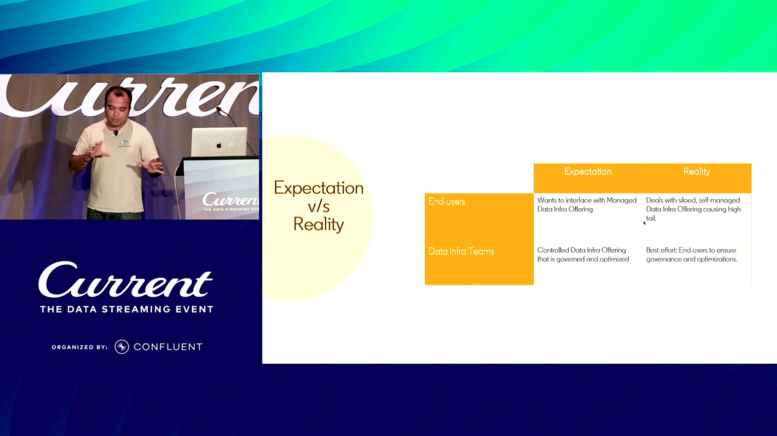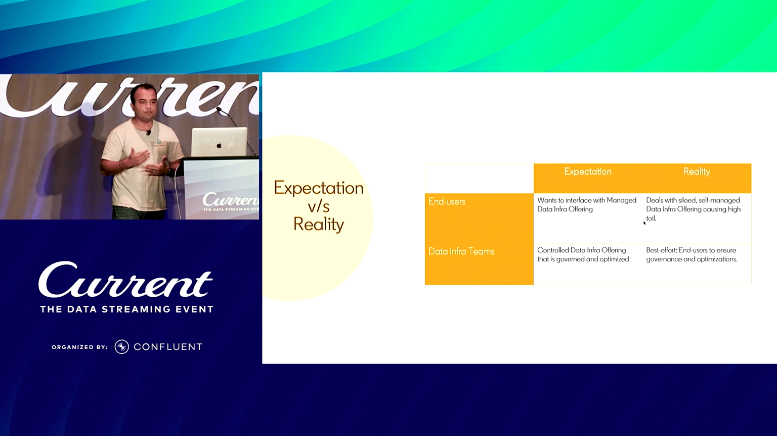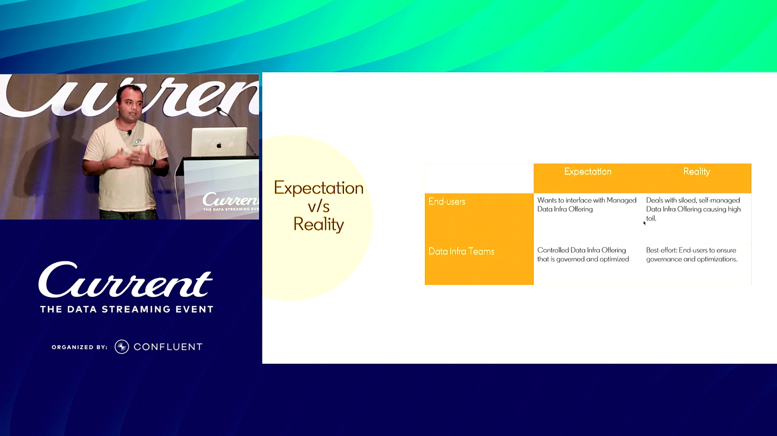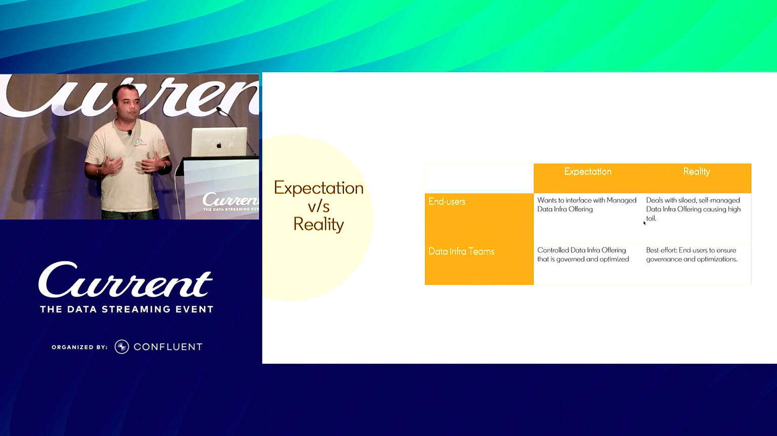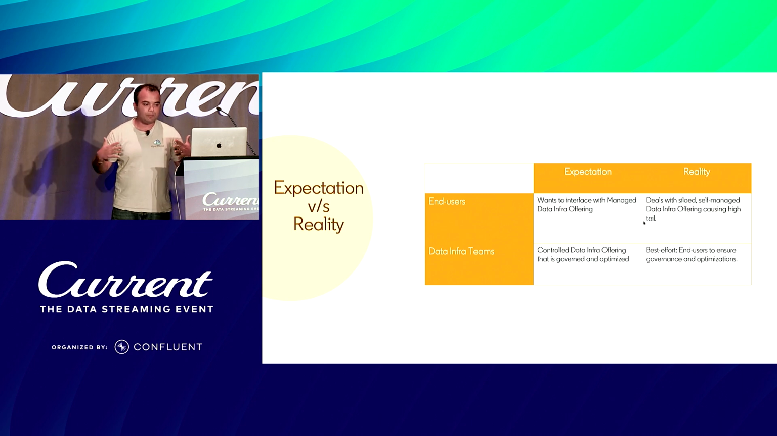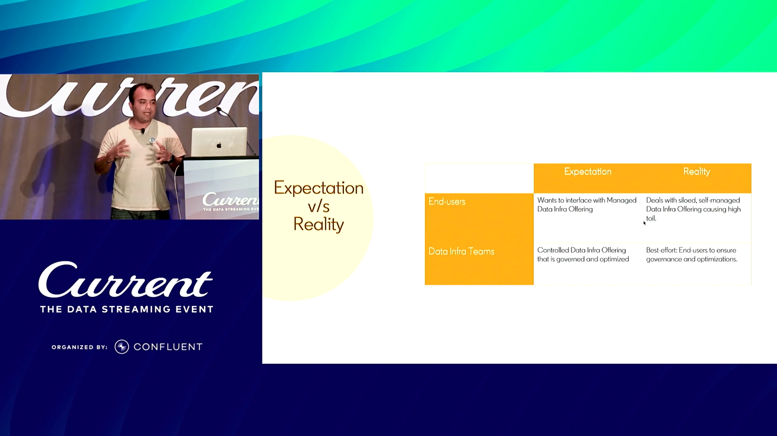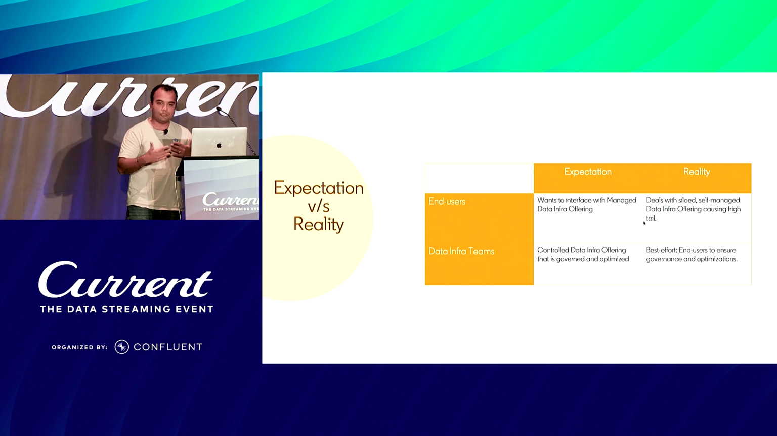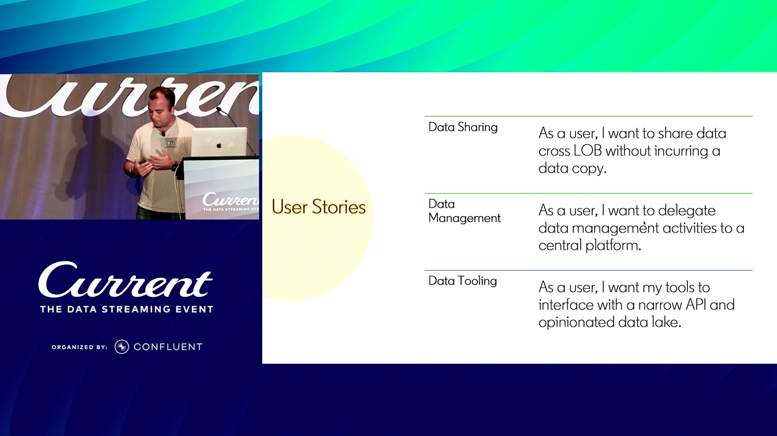So if you put all these three things into perspective, the expectation that end users have is they interface with a managed data infra offering, while in reality they deal with self-managed high-toil data infrastructure. While data infra teams want to expose a narrow API that they can govern and optimize centrally, in reality it's best effort and end users are playing a big part in that. So we wanted to address that.